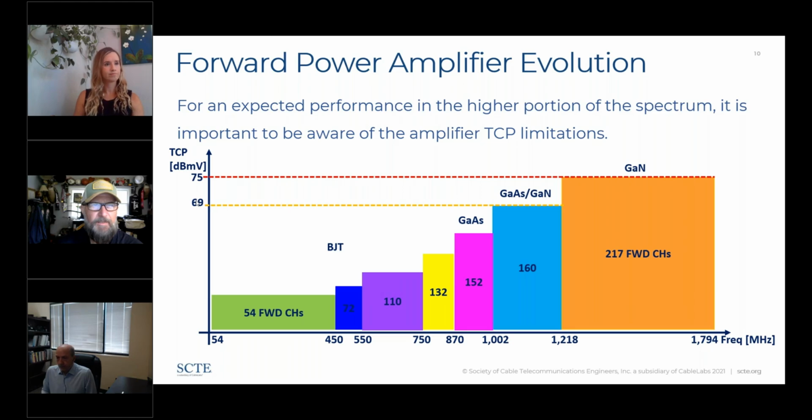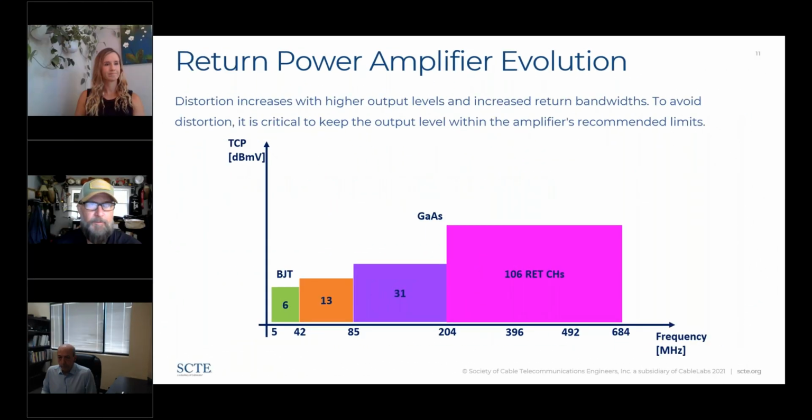So we see that difference between 69 total composite power and 75, and you're like, that's only 6 dB. Well, 6 dB is actually a lot when you're talking about total composite power, right? Right. So that's really important. Well, we talk a lot about total composite power today because it really is important to the overall performance and capability of the amplifiers. So good stuff.